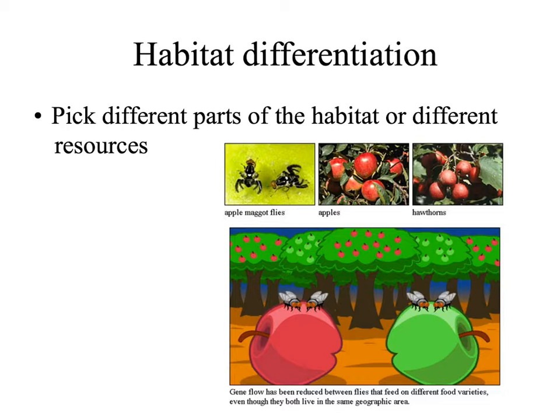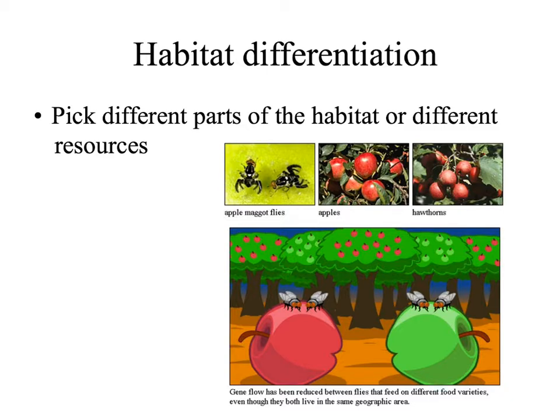Habitat differentiation occurs when different groups within the population pick different parts of the habitat or different resources to use. A classic example of this are apple maggot flies. These flies started out growing on hawthorn trees, which are native to North America.